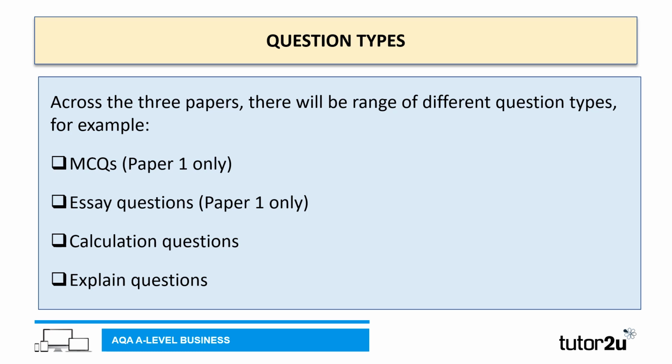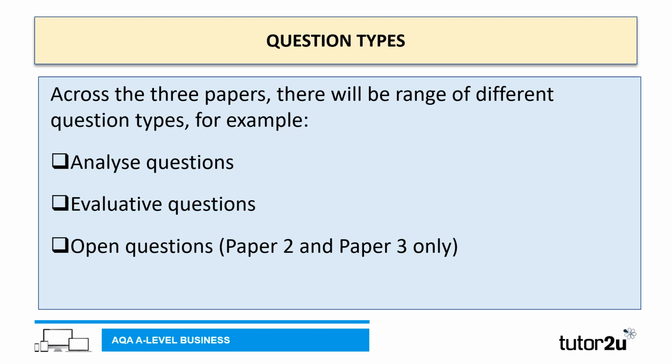Now, across all the 3 papers, you will be exposed to a range of different question types. For example, multiple choice questions, however, you will only find those in Paper 1. Essay questions worth 25 marks each. Again, you will only find those in Paper 1. You probably will have some calculation questions. There could be some explain questions. There will also most certainly be some analyze questions. There will be evaluative questions, and there will also be what we call open questions. Now, open questions only appear on Paper 2 and Paper 3.